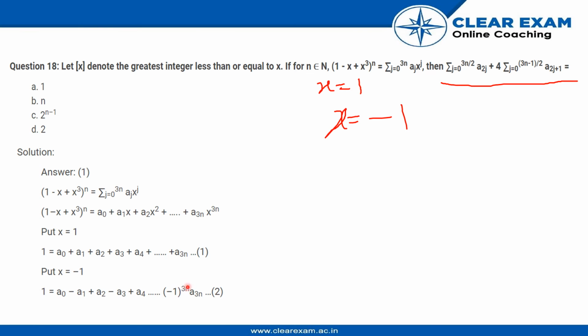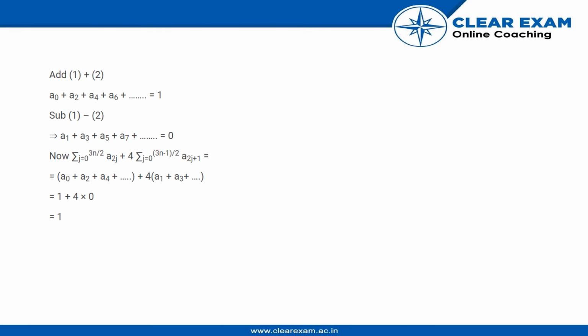Now, for the last term we need to decide what n we have to put, and for that we need to find what n we have to have there. So let us do that. We want the even and the odd terms separated. So we can add these two equations so that the odd terms get cancelled, because they have opposite signs, and we can subtract these two equations so that the odd terms remain and the even terms get cancelled. Once we add them, the even terms are equal to 1, and once we subtract, the odd terms are equal to 0.